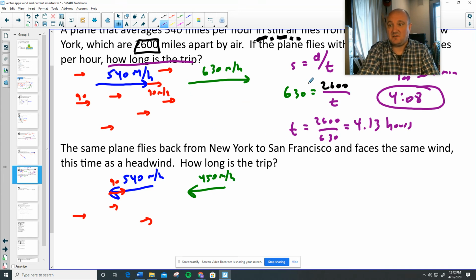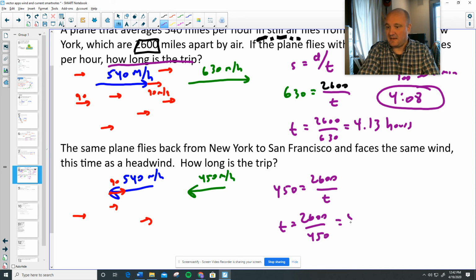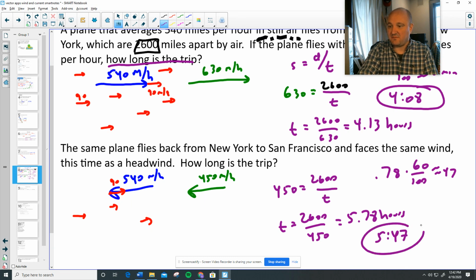I set up the same equation. I'm using speed equals distance divided by time, but now I've got 450 equals 2,600 over time. Do the old switcheroo and do the division. And I get 5.78 hours. So that's a lot more than 4 hours and 8 minutes. And a 90 mile an hour wind isn't that unusual. I mean, that's something that happens quite a bit. Again, to convert the 0.78 hours into minutes, I multiply by 60 over 100, and I get roughly 47. So 5 hours and 47 minutes versus 4 hours and 8 minutes just because of the impact of the wind.